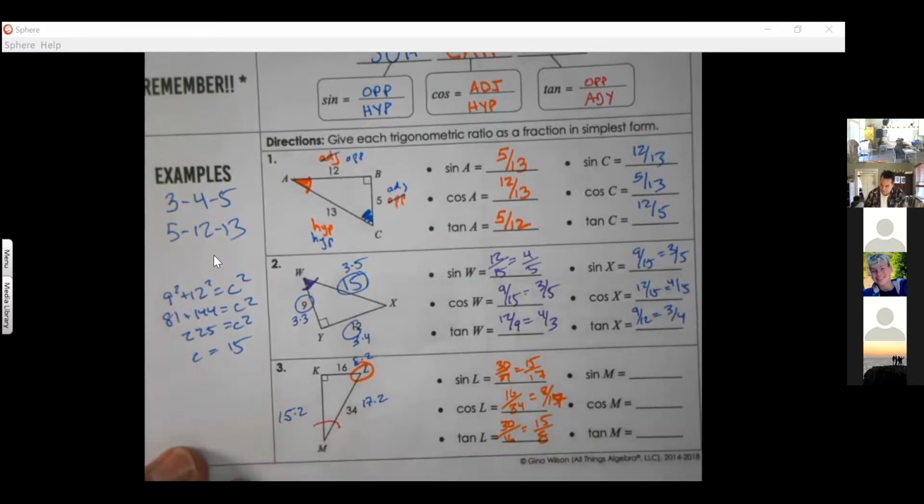Sine of M, we change our viewpoint, so the sine is 16/34, which is 8/17. Cosine is 30/34, which is 15/17. And tangent is 16/30, which is 8/15.